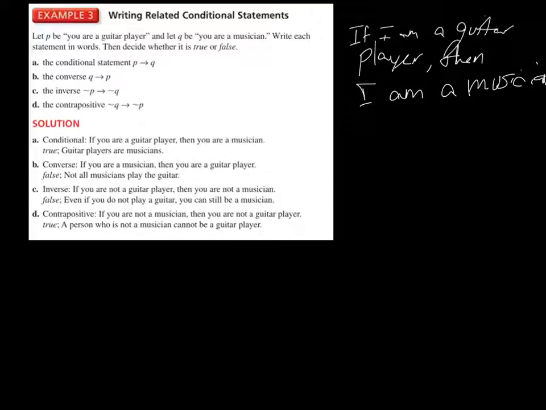The converse is false. My inverse is not P implies not Q: if you are not a guitar player, then you are not a musician. Again, a good counter example: if I don't play the guitar, I could play the triangle, and I'm still a musician. So the inverse is also false. The contrapositive: we already know if the conditional statement is true, the contrapositive has to be true also. If you are not a musician, then you are not a guitar player. That's true, because if I don't play an instrument at all, I'm not going to play the guitar either.